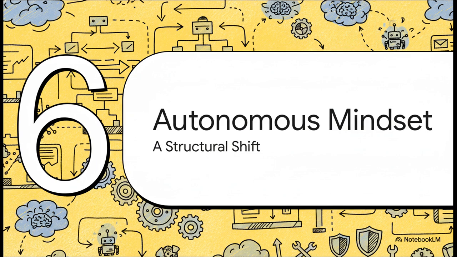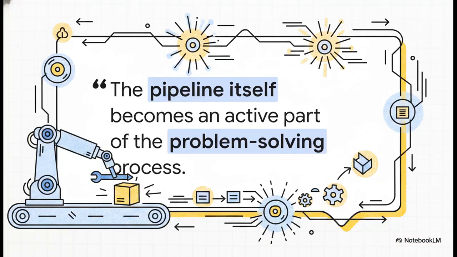Section 6, the autonomous DevOps mindset, a structural shift. All right, we have covered a ton of ground today, but the technology is honestly only half the battle. There's a quote from the source material that sums it up perfectly. The pipeline itself becomes an active part of the problem-solving process. Agentic AI isn't just a feature you toggle on. It's an intelligent entity striving to get the job done. It fundamentally shifts your pipeline from a passive conveyor belt that just halts when a box falls off to an active robotic arm that picks the box back up, fixes it, and keeps the line moving.